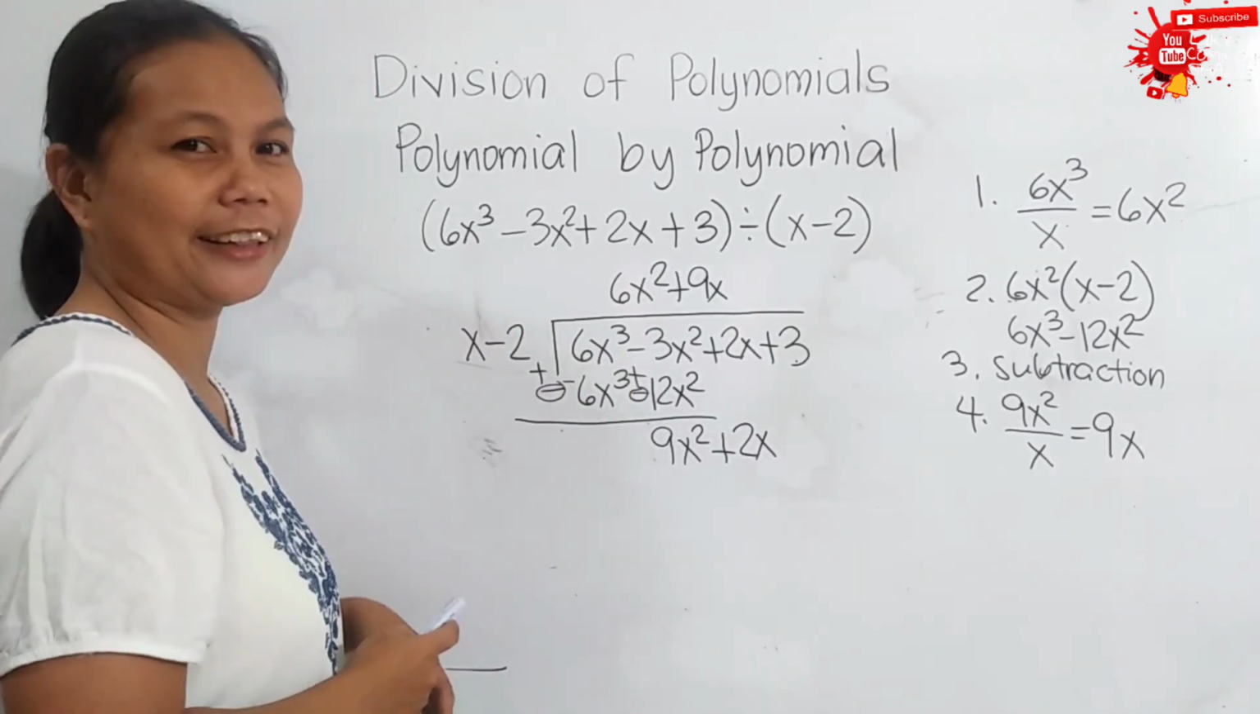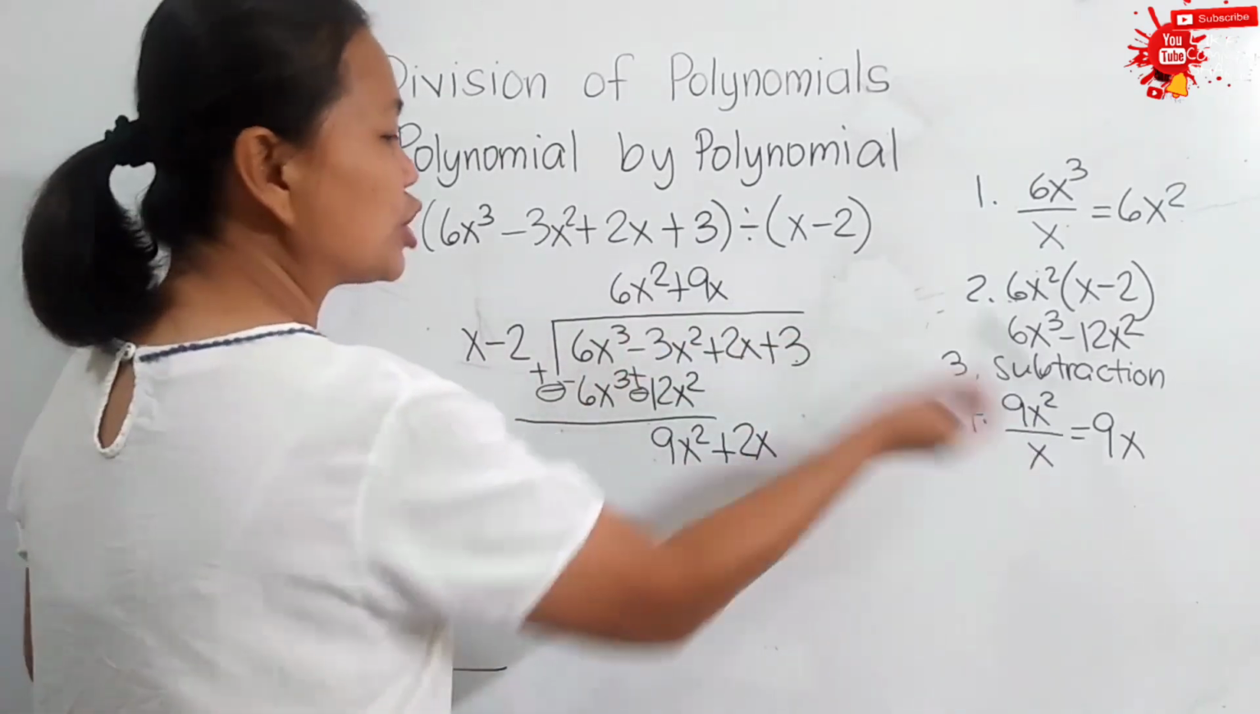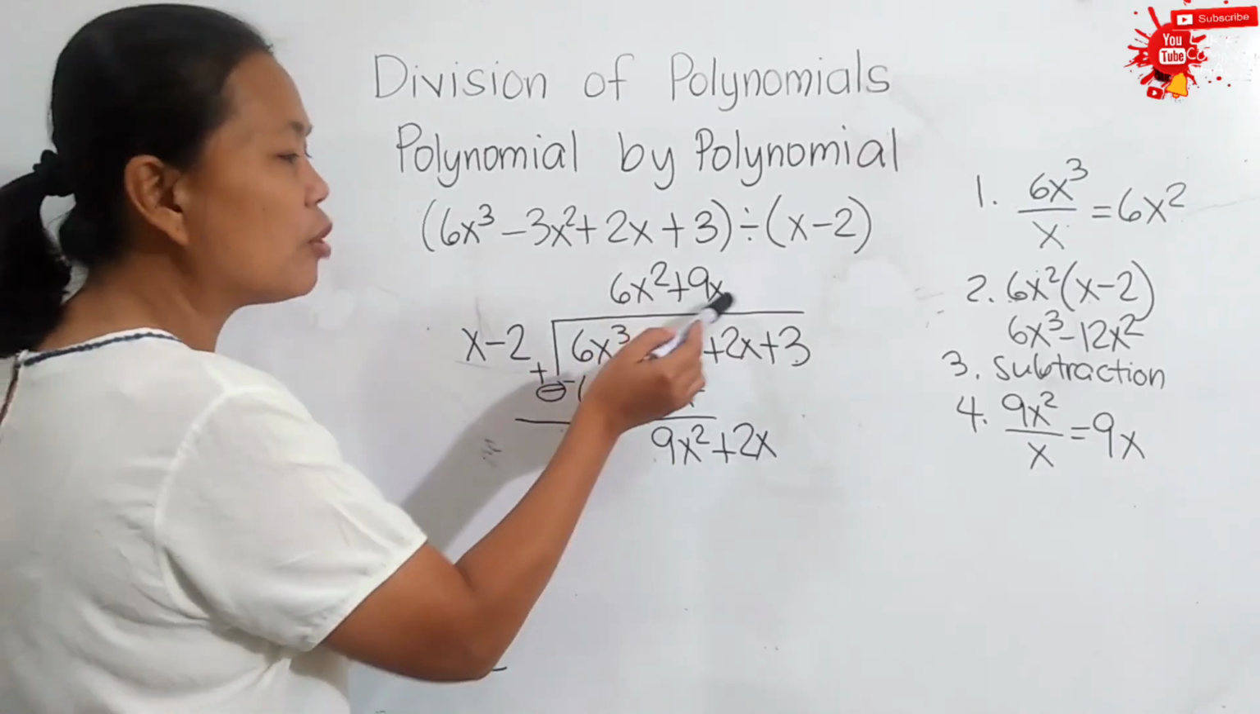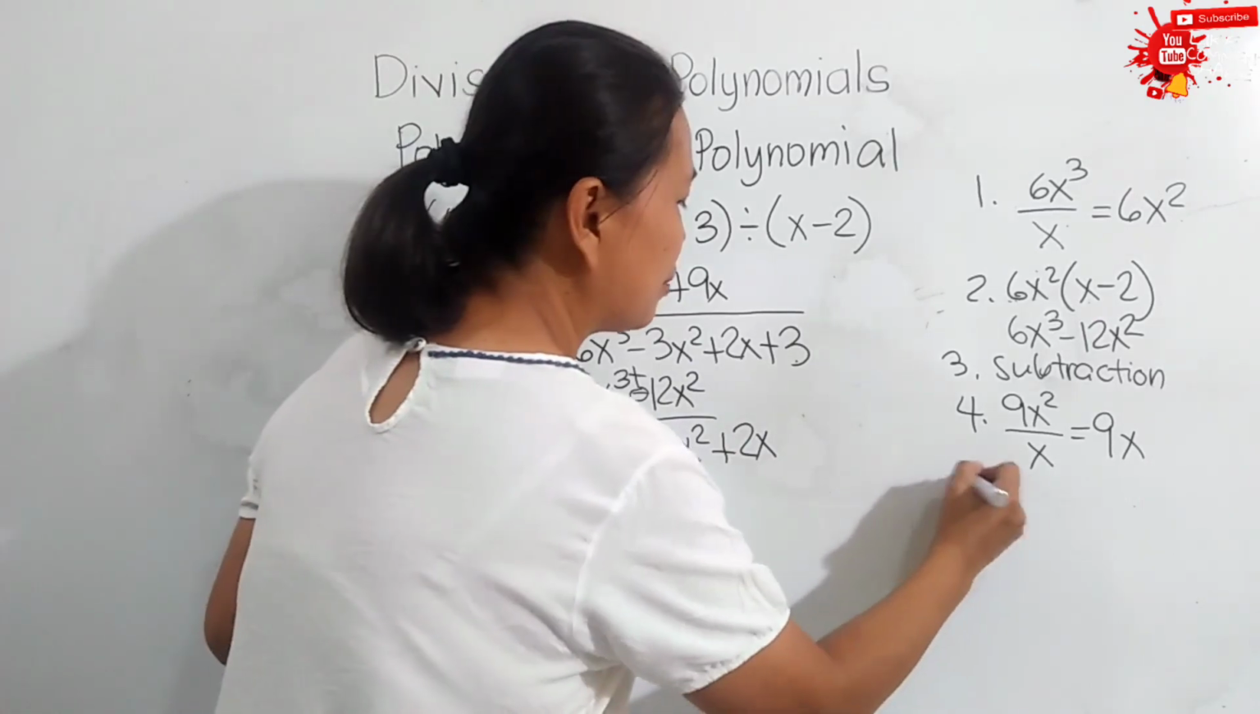If you do not put that positive sign or plus sign, your quotient will be wrong. Okay? So now, after getting the quotient, partial quotient, so we will multiply positive 9x to our divisor. So that's the fifth step.